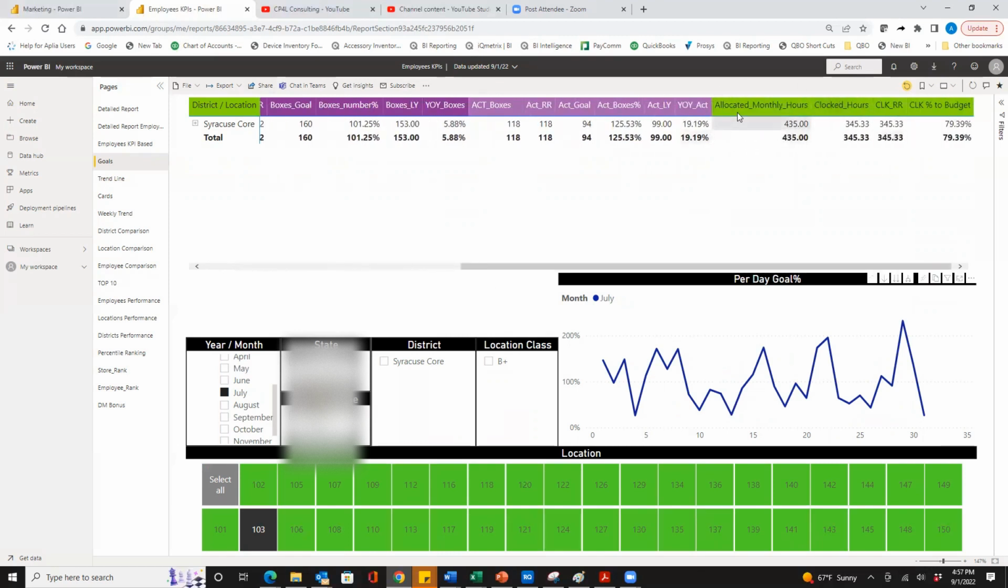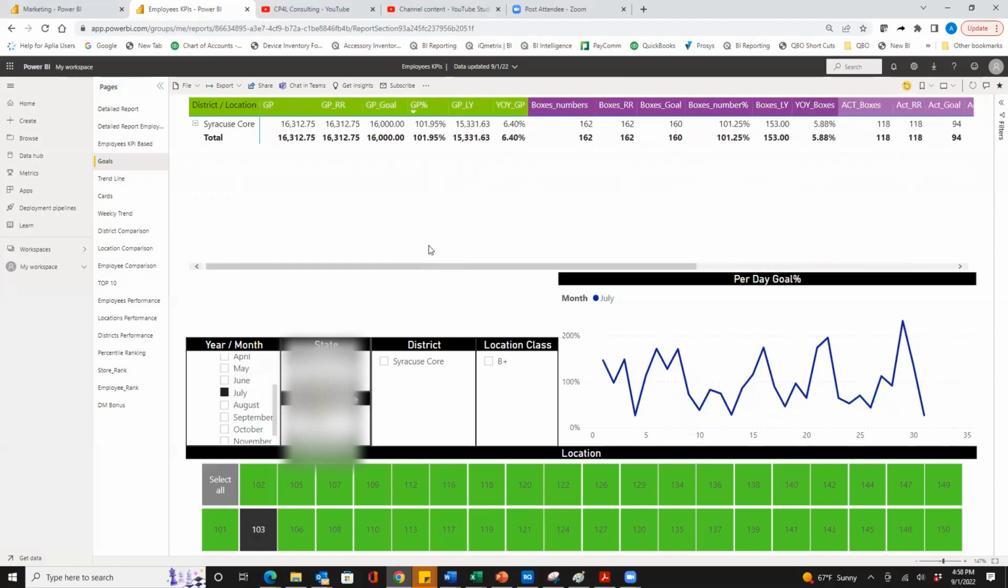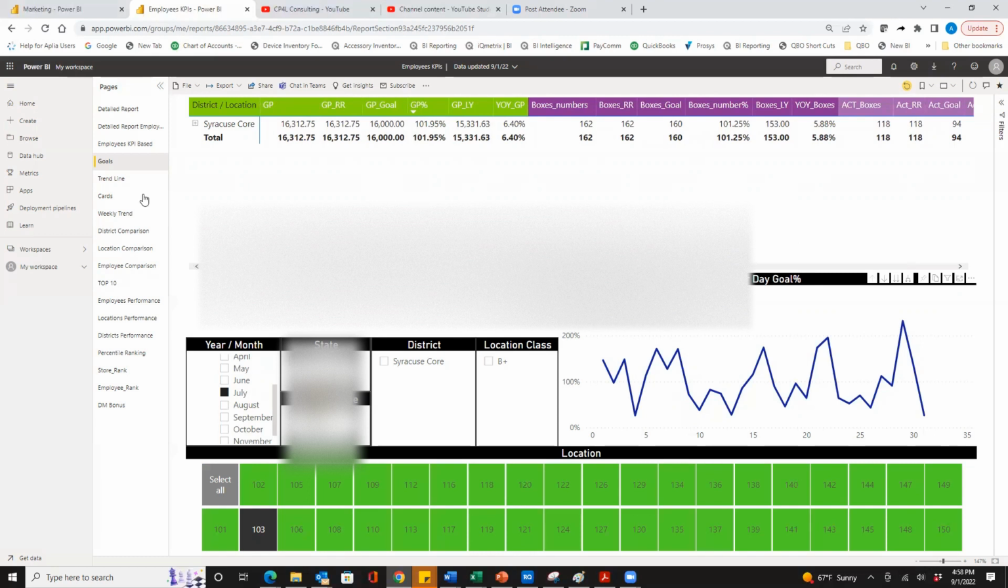And there's a lot of other cool stuff that we have here, like the monthly hours allocated, and you're seeing that live update every day so that you're able to manage your budget when it comes to your payroll, and so much more, having really all of that information at your fingertips.